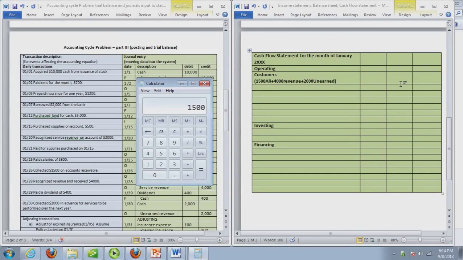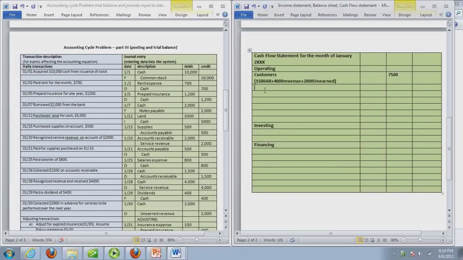Then I'm going to use the middle column and we're going to add those up. So 1,500, 4,000 and 2,000. 7,500 is all cash coming in from customers, so it's a positive number for inflows. And then we're going to list the cash out for operations. We're going to try to show the detail so that we have more information given.